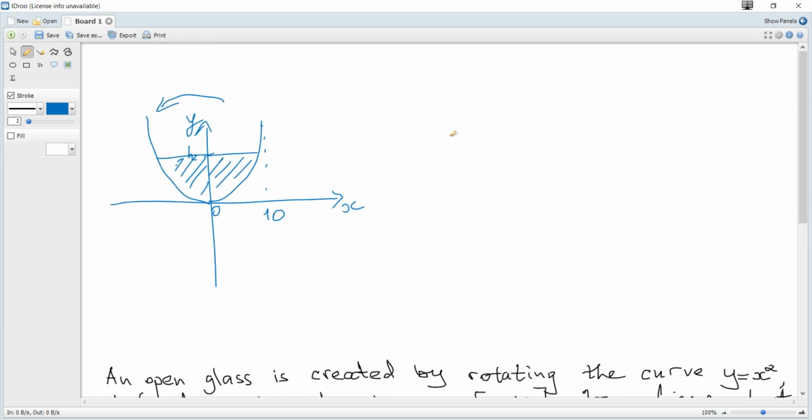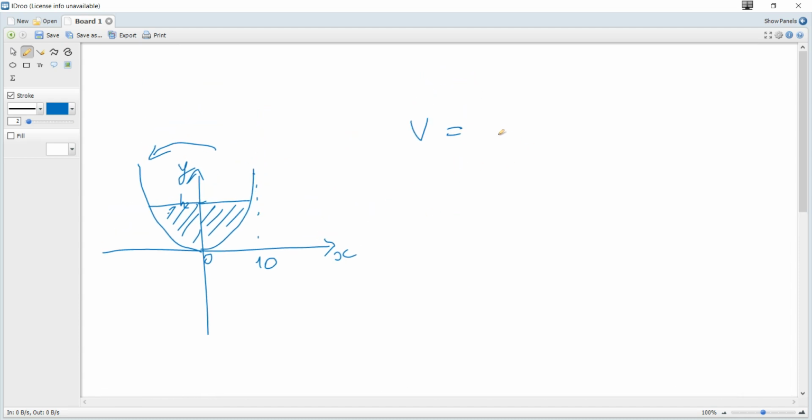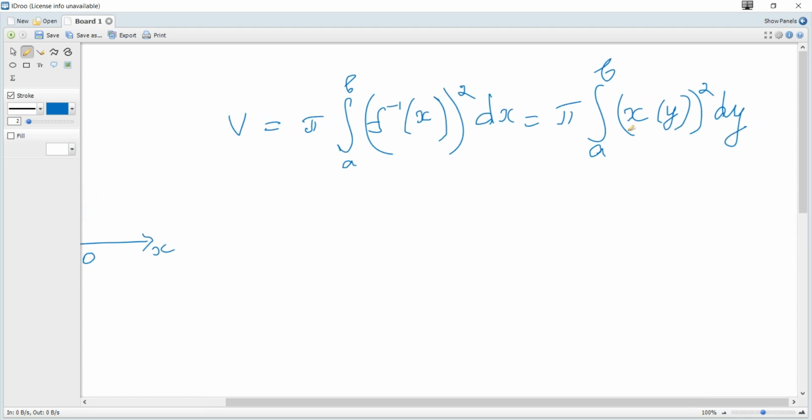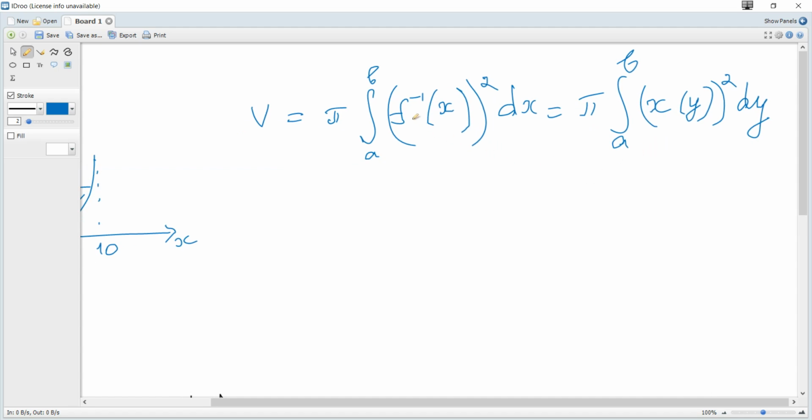And to find the volume of revolution, we use the next formula. Since it is rotated about the y-axis, we use the next formula: pi, integral from a to b, limits should be along the y-axis, inverse function of x squared dx, or pi integral x in terms of y squared, but dy. It's actually the same, because to find the inverse you also should eventually solve for x in terms of y.